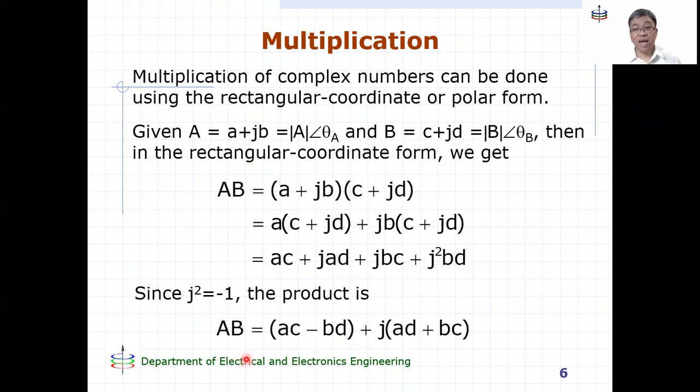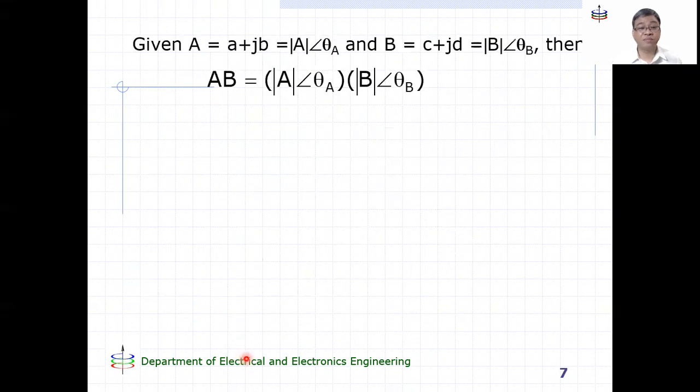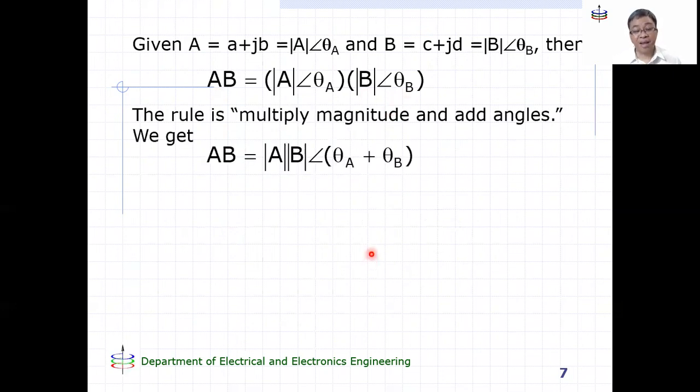So we collect them together, and that should be our product of A and B. That's not too bad. However, there's a simpler way to do this. Suppose we do the multiplication using the polar form. A is magnitude A angle theta A, B is magnitude B angle theta B. The rule here is multiply magnitudes and add angles. We're not deriving anything this time. Of course, we can find references that show the derivation, but we'll just follow the rules, and eventually we will show that it's equivalent to what we had earlier. So simply put, you grab these magnitudes and multiply them together, you grab these angles and add them up, and that's the product of A times B.